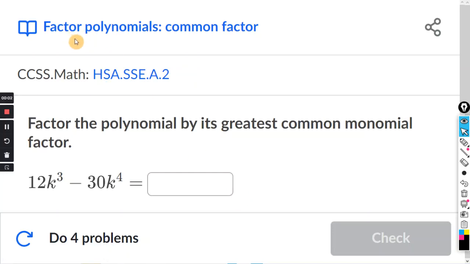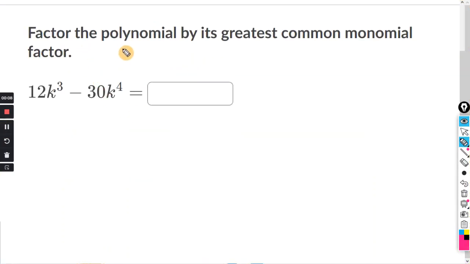This will be for the exercise on factoring polynomials, common factor. Factor the polynomial by its greatest common monomial factor. So this monomial, it just means one term. And it can be a constant multiplied by a variable with an exponent.